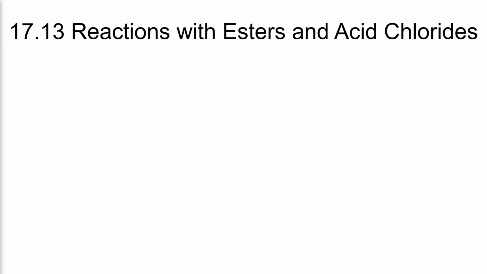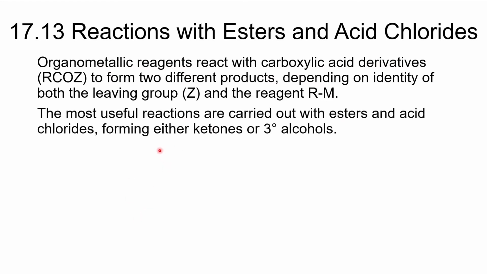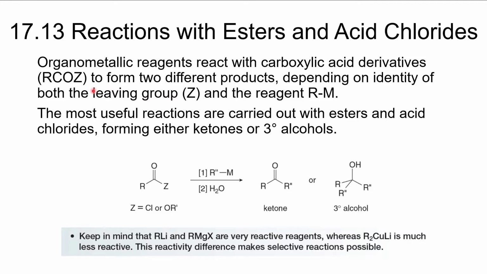All right, so in this section, we'll be looking at reactions of our organometallic reagents with esters and acid chlorides. So we can take these organometallic reagents and react them with our carboxylic acid derivatives, and our preferred ones are going to be esters and acid chlorides. Now, there are other carboxylic acid derivatives that we will talk about later, but these two tend to be the best for doing this particular type of reaction.